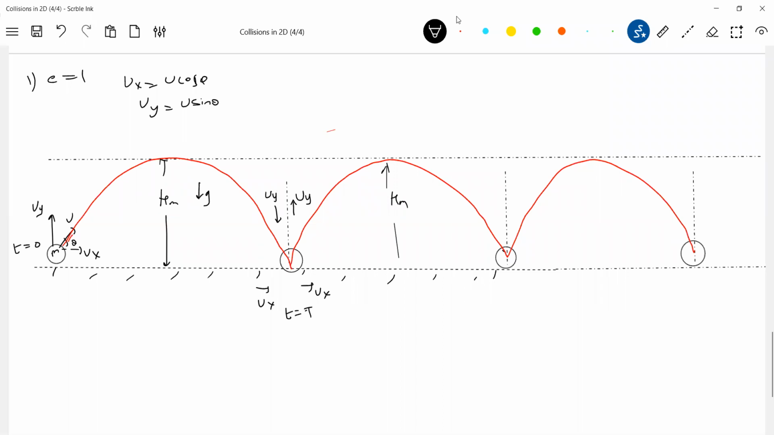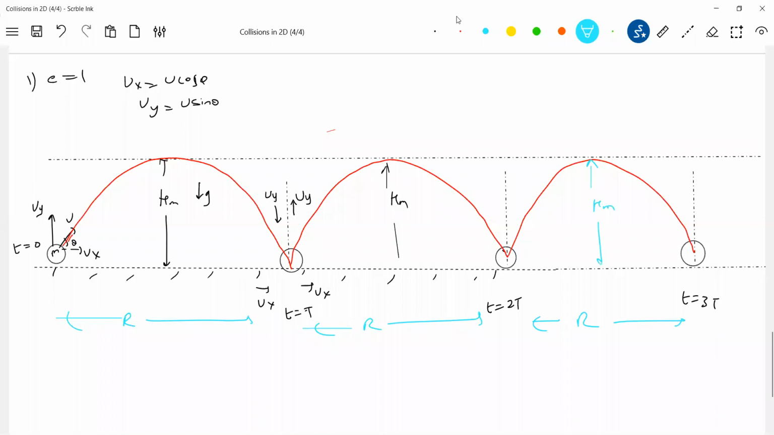So what was the maximum height, hm? The same maximum height. At t equals 0 it is projected; after what time will it be available? After t. Then again after time 2t, then 3t. What should happen to the range? The range will remain the same, and the maximum height ascended will also remain the same. How long will this go on? As long as the surface is present.